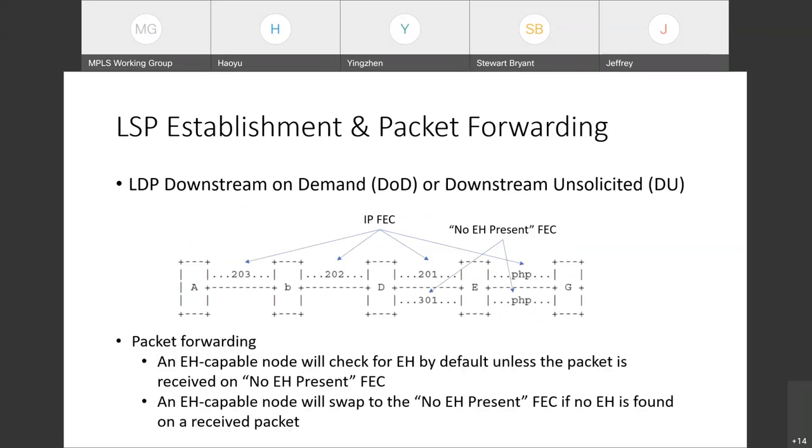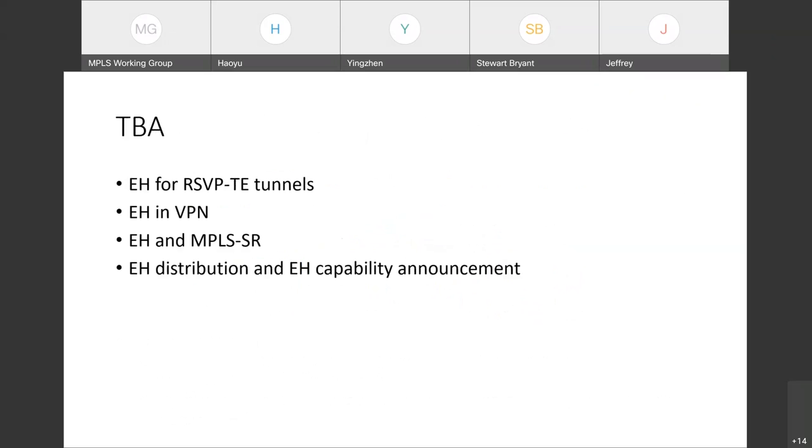Do you still have material, Wayu, or are you open for general questions? Yeah, I think I'm almost done. So obviously, this is just some very initial work, and it's incomplete. And in this draft, they also leave many empty chapters trying to cover other scenarios like RSVP-TE tunnels, VPN, MPLS, segment routing.